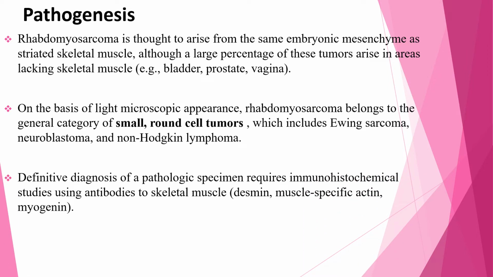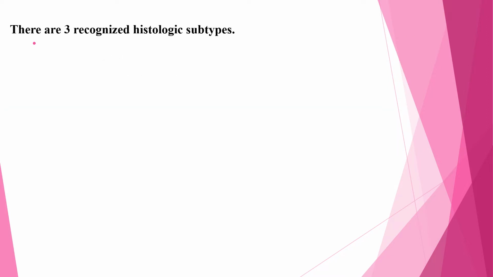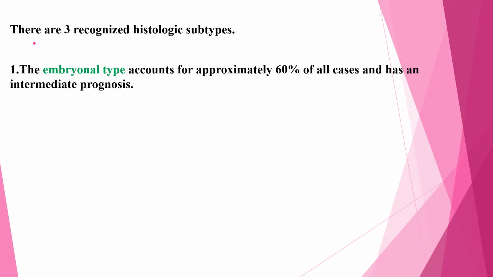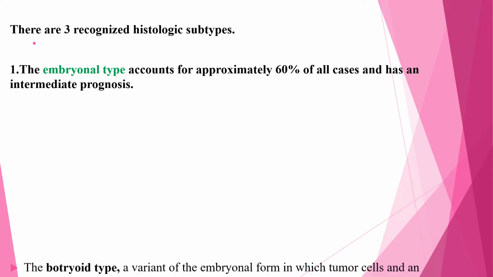Definitive diagnosis of a pathologic specimen requires immunohistochemical studies using antibodies to skeletal muscle proteins, such as desmin, muscle-specific actin, and myogenin. There are three recognized histologic subtypes. The first and most common one is the embryonal type, which accounts for approximately 60% of all cases, and it has an intermediate prognosis.